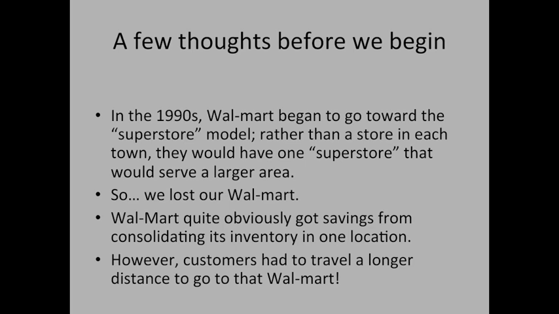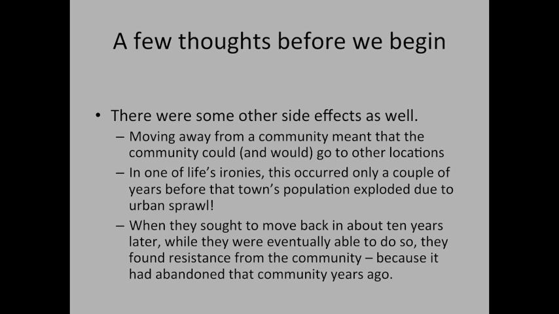So, in the 1990s, when Walmart began to go to the superstore model, having fewer stores but larger stores, they decided to close many of their older stores that were smaller than what they were hoping to do. In effect, they were consolidating locations. So, my hometown lost its Walmart. Now, Walmart quite obviously got savings from this, as several locations were consolidated into one. However, it also meant that people in my hometown had to go a longer distance if they wanted to go to Walmart. And as with most decisions, there were some side effects.